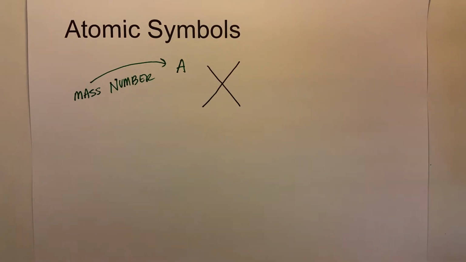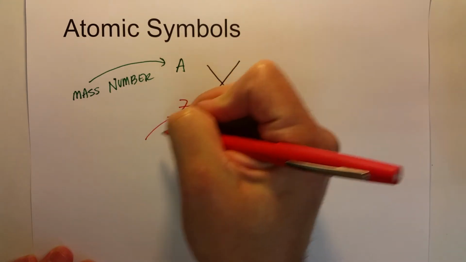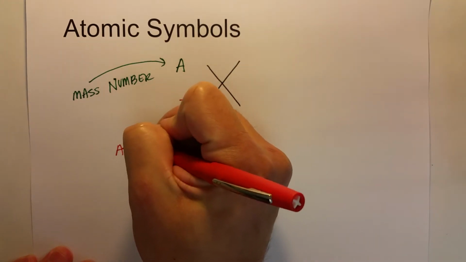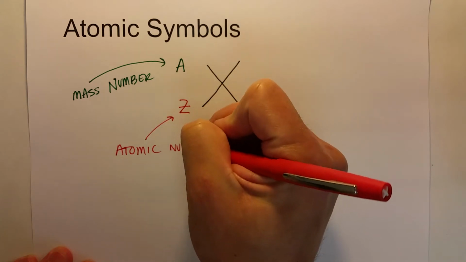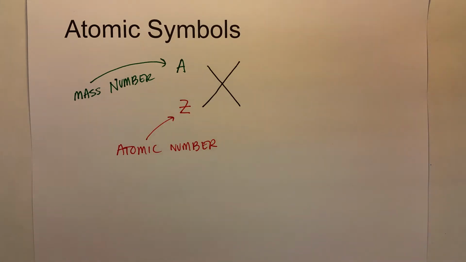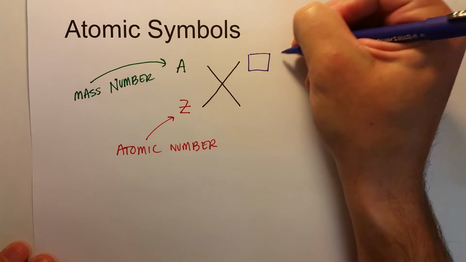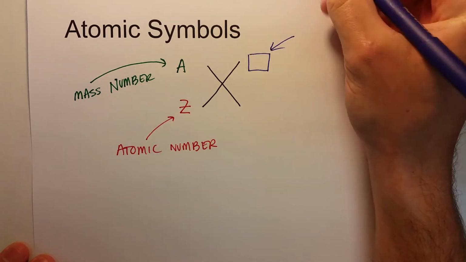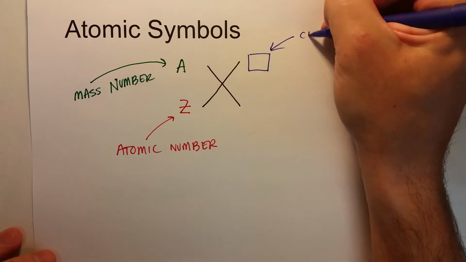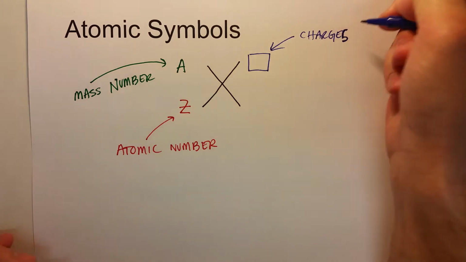On the left side, on the bottom as a subscript, we can put the atomic number, and the atomic number abbreviation is Z. If we ever need to, we can also put the charge of an atom, if it is an ion, in the right superscript. For right now, we're going to be working with all neutral atoms, but eventually we will start to put charges on ions, and it goes on the right side as a superscript.